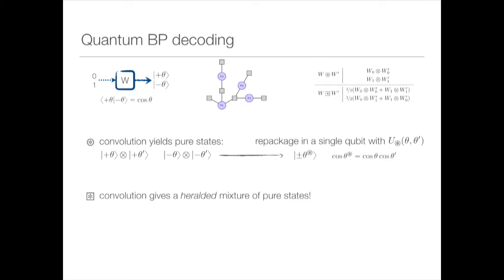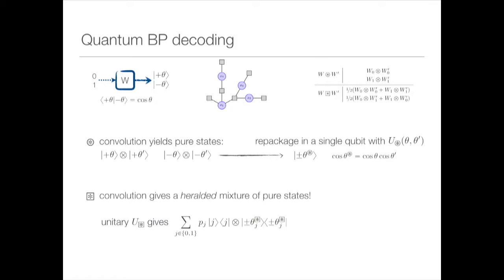Now you can also see that the check node won't be like that because it's a mixture. So that seems like, oh, this is not going to work. So you get stuck for a while, and then you realize there's actually a really simple unitary that will transform it basically into a heralded mixture of pure states. The unitary happens to be two C-NOT gates, but it doesn't really matter.